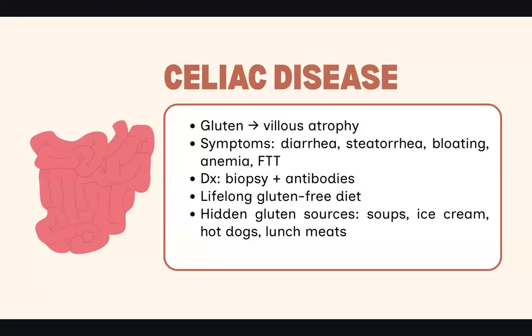Again, you may see symptoms of FTT, diarrhea, steatorrhea. So steatorrhea is that really greasy, pale looking stool, bloating, abdominal pain. They also may end up with anemia, bruising, delayed puberty. They can have some dental issues. Diagnosis for them is going to require a biopsy before gluten is removed from the diet, plus antibody testing. They'll need management for lifelong gluten-free diets. They need to eliminate wheat, rye, barley, and oats.